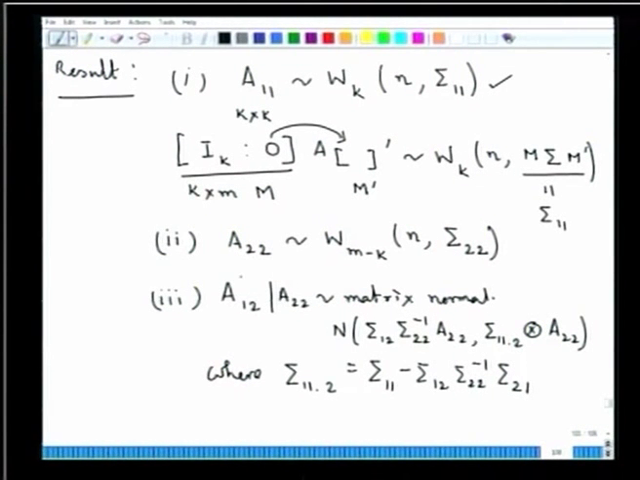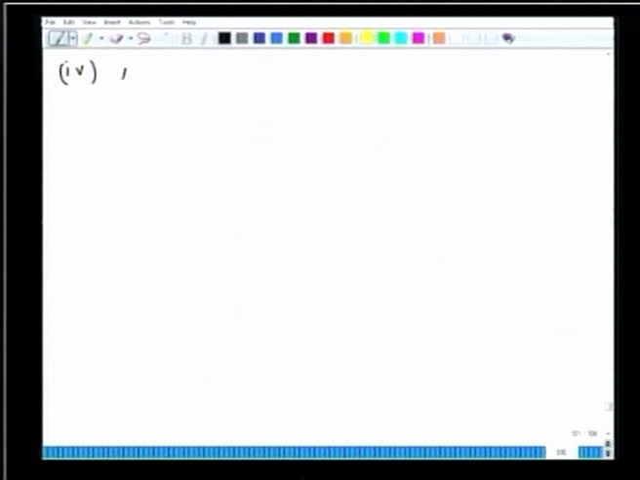Note that this is a rectangular matrix, so there is no question of this conditional distribution having a Wishart distribution, because the Wishart distribution is associated with a symmetric matrix. And the fourth and the last result concerning the partitioning of the Wishart distribution is the following.